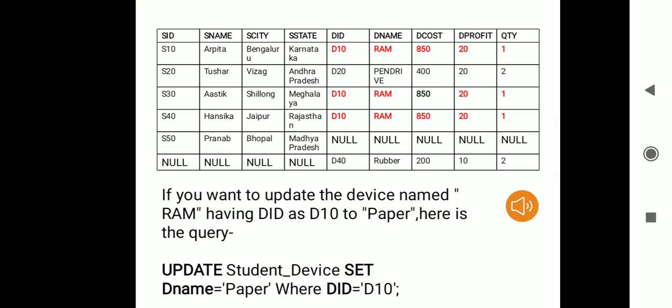We have seen that update anomaly arises due to non-synchronization of data while updating certain columns in a table. That means due to non-synchronization of data, certain columns get updated and certain columns not. Now consider this table. Say you want to update the device named RAM having DID as D10 to paper using the following update statement. That is, update student device, set dname equal to paper where DID equal to D10, followed by semicolon.